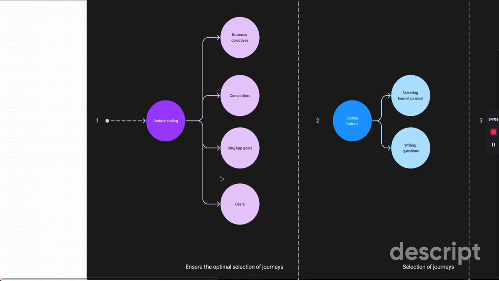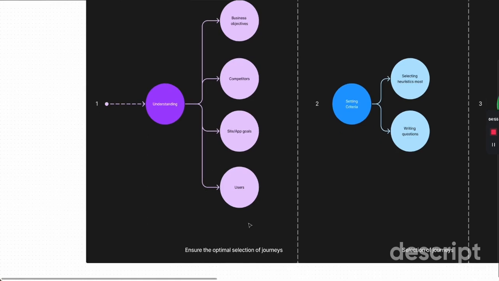After that, we have the site and app goals. What do I mean by this? Some businesses might use websites or apps for a specific goal, and we want to know what that is. Capture more users or do any X or Y.